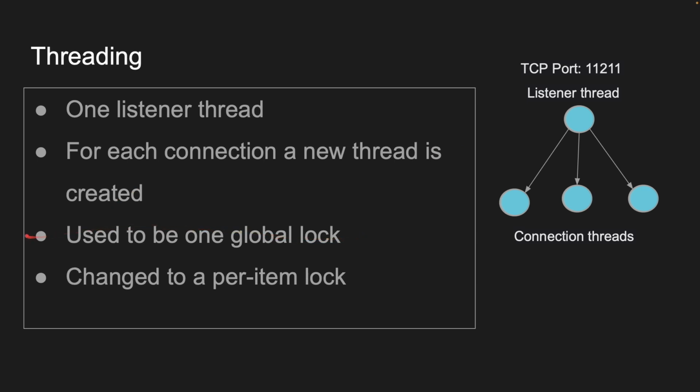They fixed that. They completely revamped that. Now it's a per-item lock. So if two threads try to access the same item, then it'll be serialized. That's good. That's okay. I'm okay with that.